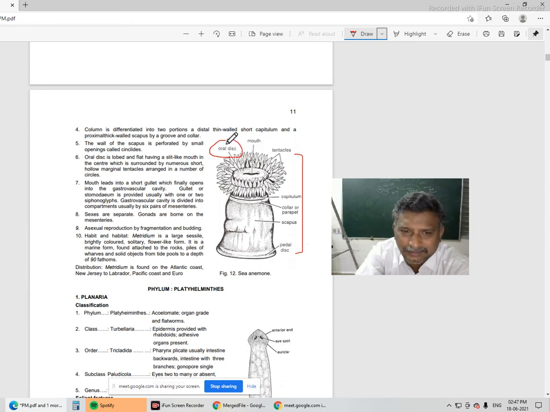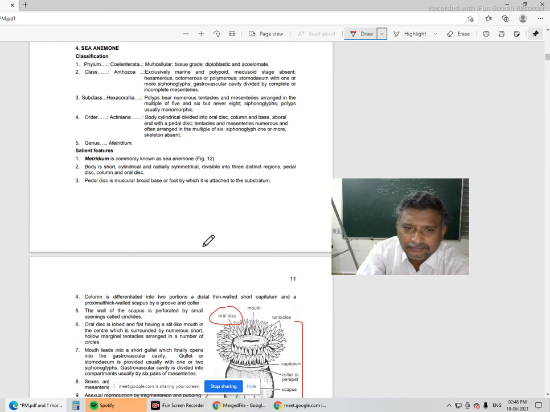Seeing all these, what should we say? It is Metridium. How is Metridium? A large, sessile, brightly colored, solitary, flower-like one. It is a marine form found attached to the rocks, piles of waves and solid objects from tide poles to the depth of 90 fathoms. If we keep these two characters aside, it is a larger one, sessile one, brightly colored one, solitary one, flower-like one. What is it? Metridium, commonly called a sea anemone.